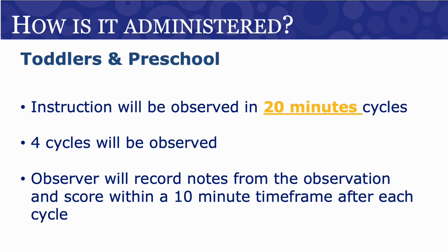For toddlers and preschoolers, 20-minute cycles will be observed. 20 minutes of instruction will be observed at a time, and 4 cycles will be observed, and the same thing will happen. The observer will record notes during the observation and then step out of the classroom, complete the scoring, and complete their notes within a 10-minute time frame after each cycle.